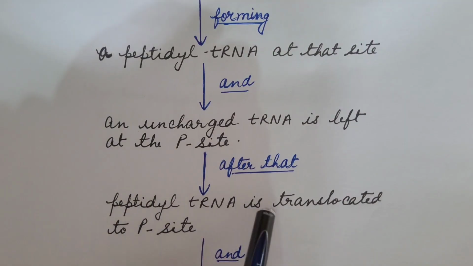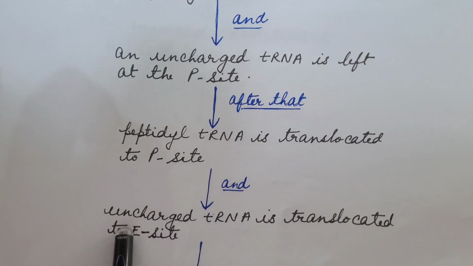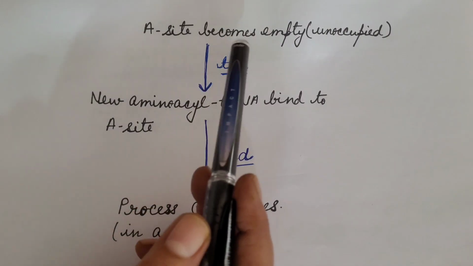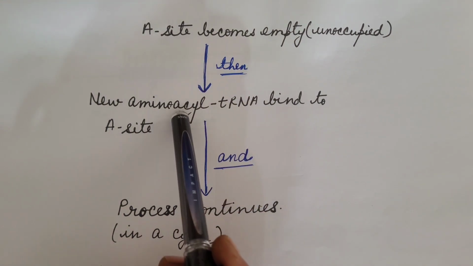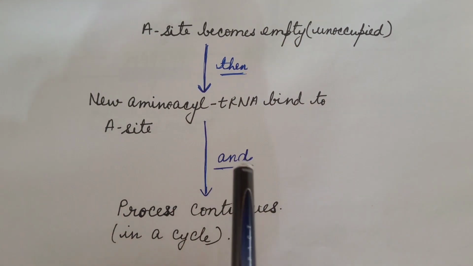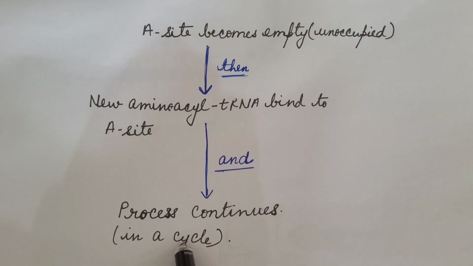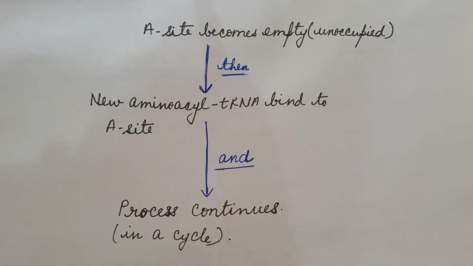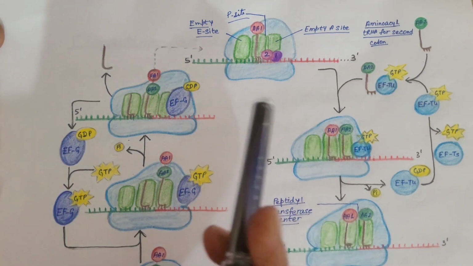After that, peptidyl transfer RNA is translocated to the P site and uncharged transfer RNA is translocated to the E site. The A site becomes empty, that is unoccupied. Then a new aminoacyl transfer RNA binds to the A site and the process continues in a cyclic manner till the entire messenger RNA is read or decoded. Now let us understand this elongation step or phase with the help of this diagram.